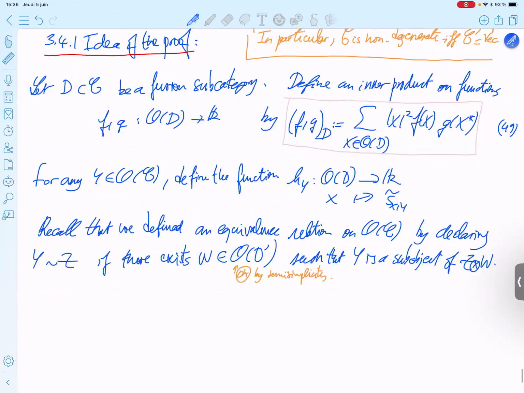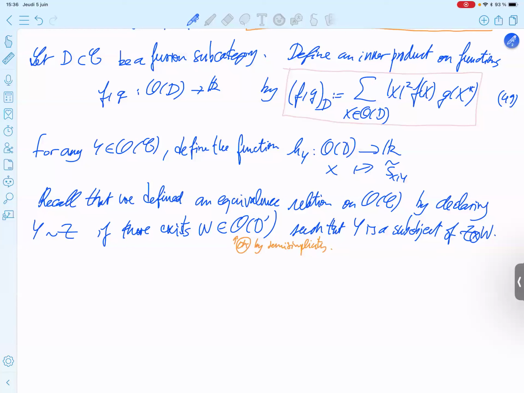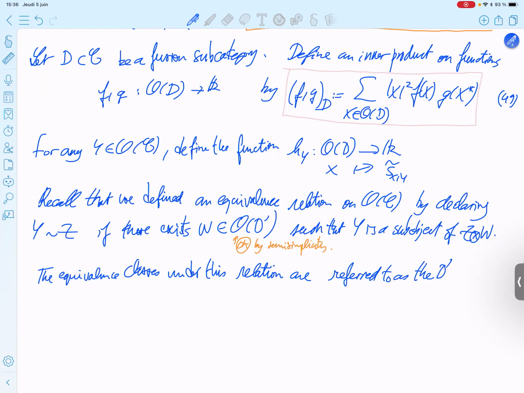Okay, so again, the equivalence classes under this relation are referred to as the D prime components of C.